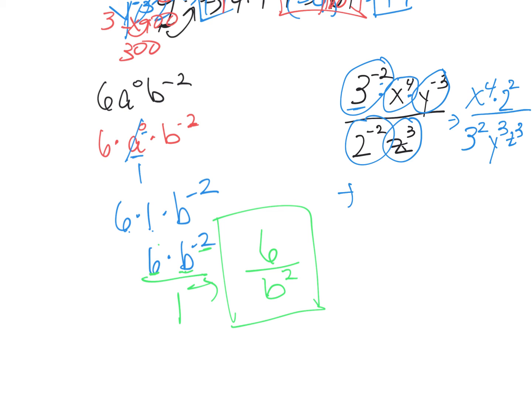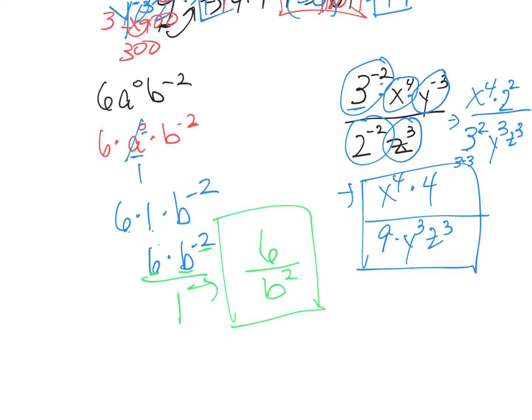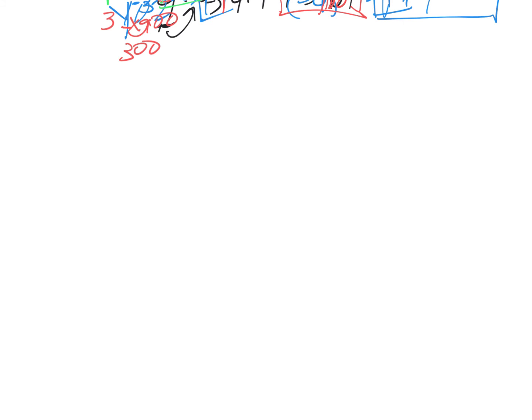So I have x to the power of 4. I have 2 times 2, which is 4, all over 3 times 3, which is 9, times y to the power of 3, z to the power of 3. And that is my answer. Okay, let's try another one.